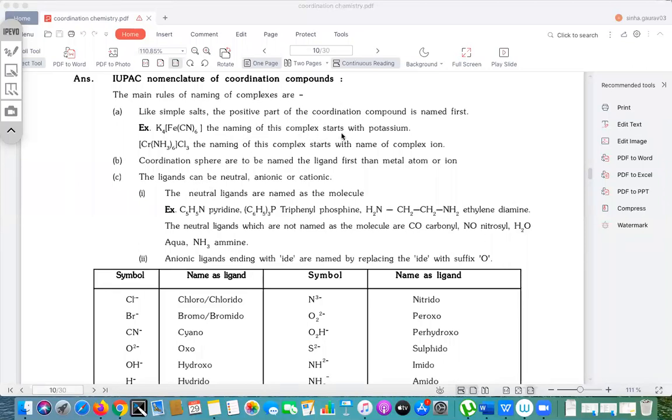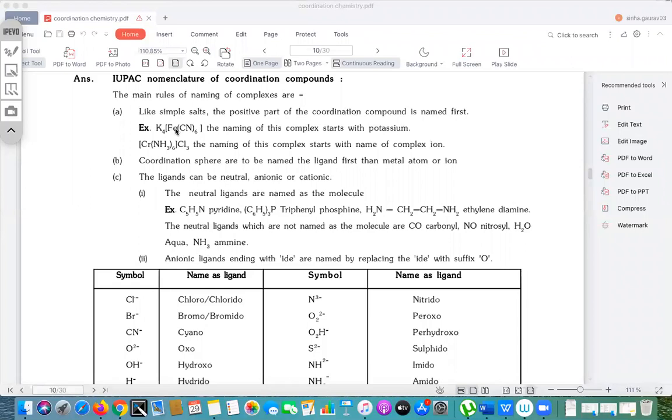Naming with the complex, it starts with potassium. Here, it is the complex cation, so we'll write down the name of the cation first, that is the complex part, and then in the last, with a space, chloride. The name starts with the name of the complex ion. Whatever positive ion is there, we'll write down its name first.